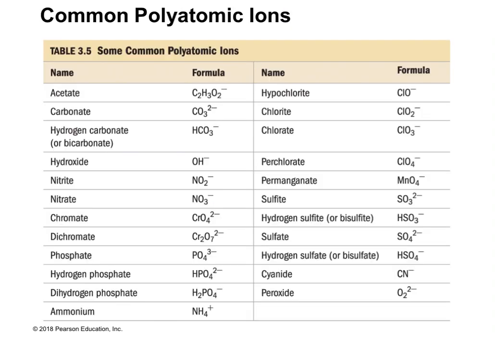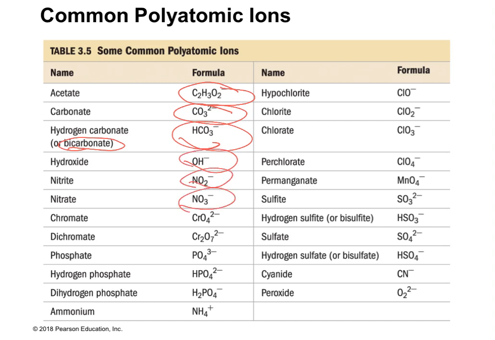And here's a list of common polyatomic ions. The ones that are most commonly used that you should try to commit to memory: acetate, carbonate, I prefer to call this bicarbonate, hydroxide, nitrate, chromate, dichromate, phosphate. Let's see, I think that might be it. Oh, here we go. We'll get the 2 sulfurs, sulfite.